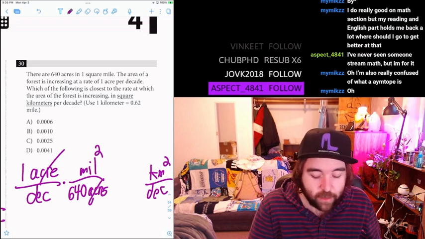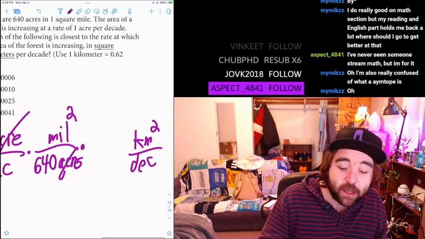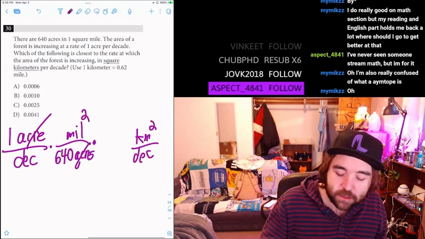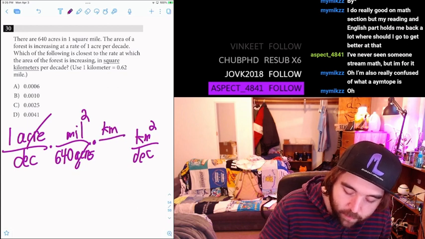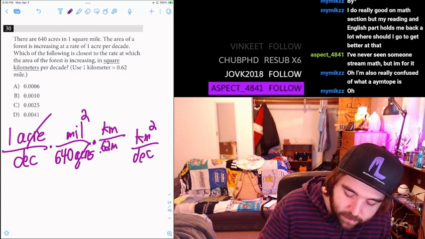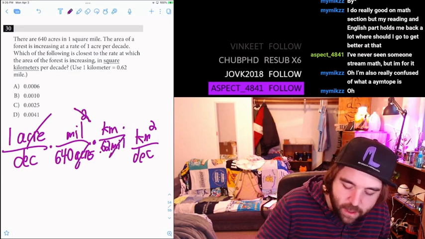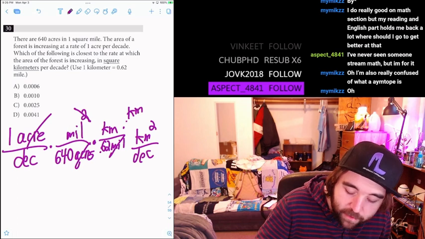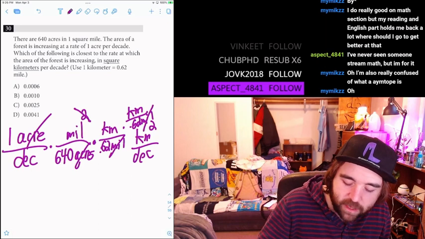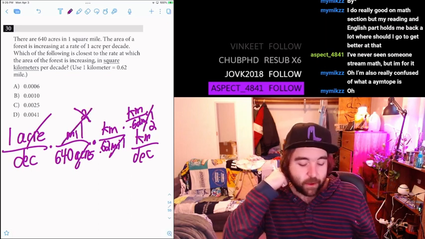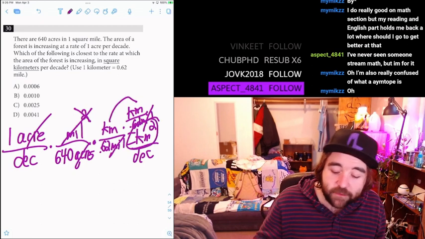So the hard part, the part to pay attention to, comes in here. Because now we're not just canceling out the miles, we're canceling out the square miles. So we have to multiply by kilometer per 0.62 miles. So that cancels out one of the miles. And then we have to multiply by another kilometer per 0.62 miles. So then we cancel out the other mile. And look at how that's what gives us kilometers times kilometers. That's what gives us our kilometers squared.